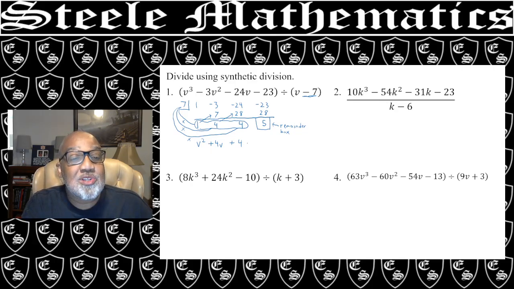And what will happen to the 5? 5 is your remainder. Therefore, you will write 5 over your divisor, which is v minus 7. And therefore, this is your solution.